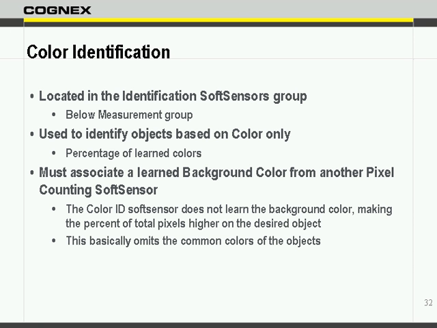The color ID tool itself does not learn the background color. If we specify this background color from another pixel counting, so let's say that we have a region of interest that takes up a label, but it also takes up the background of our label, or it spills over the part to a background that we don't want to take into consideration, then we can use a pixel counting tool to learn that background color and eliminate it from the color identification process.